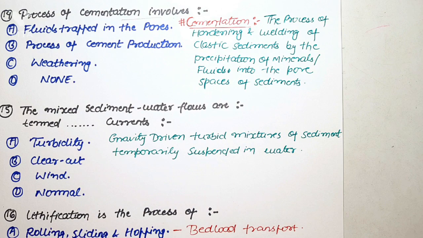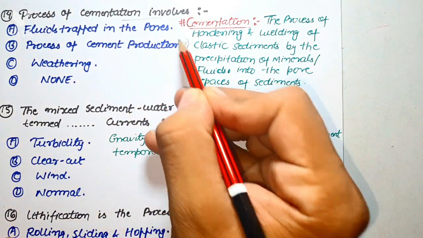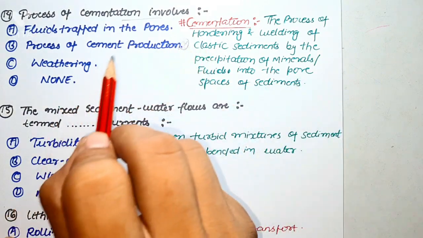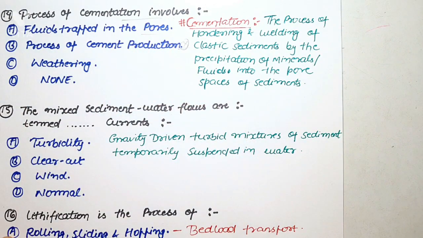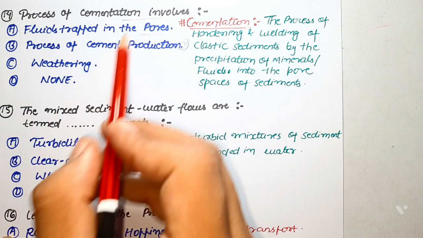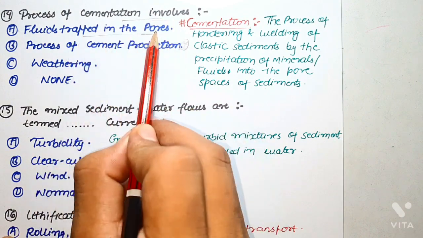So, the process of cementation does not involve cement production, but it involves the fluid trapped in the pores, which then crystallizes and binds the unconsolidated sediments by filling up the pores of the sediment. It is the last stage of the formation of sedimentary rock. So the process of cementation involves fluids trapped in the pores.